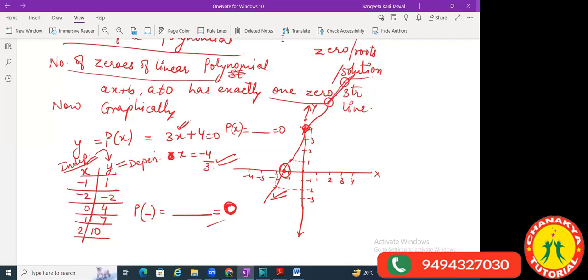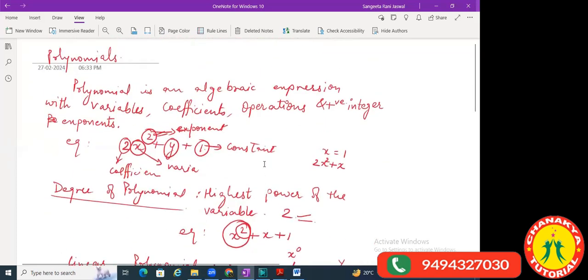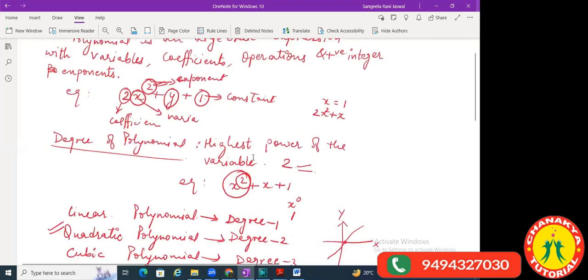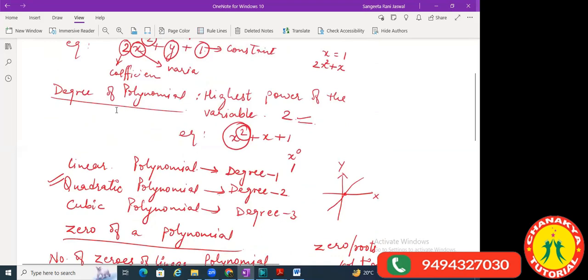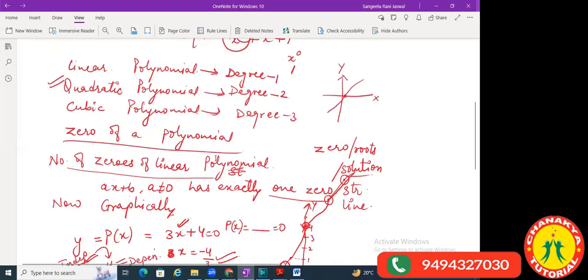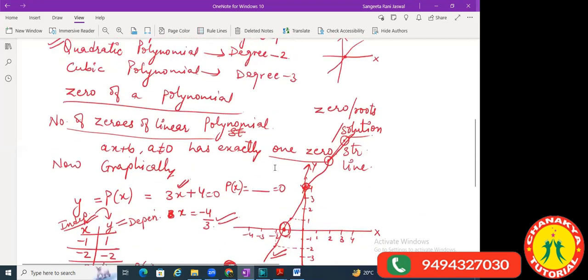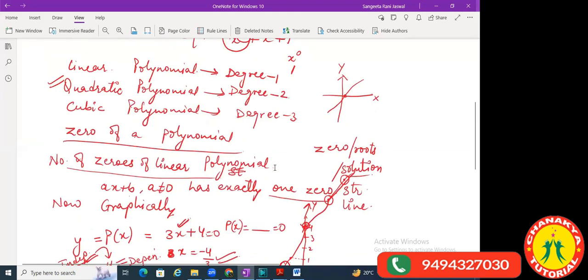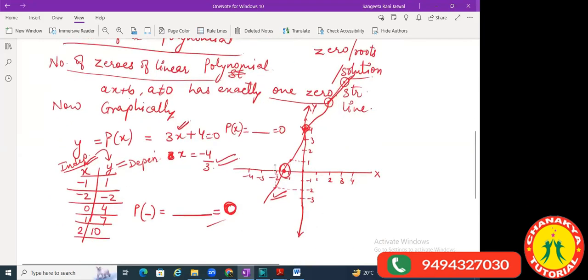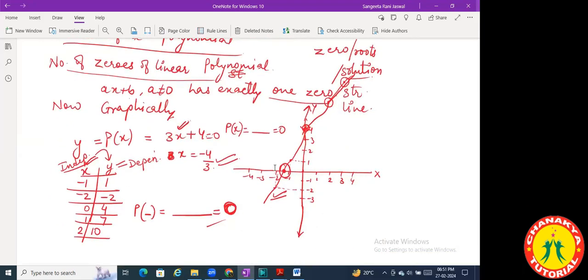We'll continue this. We have a class now on Thursday, day after tomorrow. By then you must practice whatever we studied about polynomials, and please practice the previous chapter questions also that we did. Today we spoke about the degree of a polynomial and the 0 of a linear polynomial. In the next class, we'll be discussing zeros of quadratic polynomials and cubic polynomials, graphically and algebraically. I hope you have understood this.